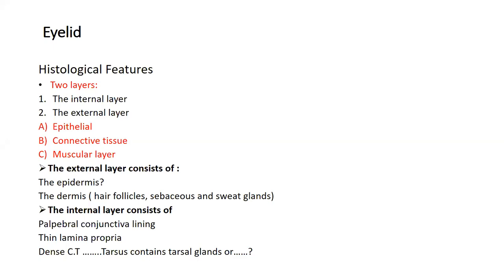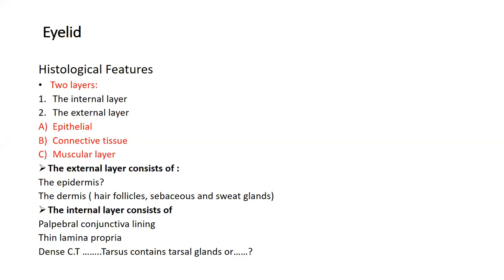So as you know, this layer is composed of skin. You can easily appreciate when you close your eye that this layer is made up of skin. And so which type of skin? This skin is thin skin. You know that there are two types of skin, thin skin and thick skin. So here there is thin skin, and as you know, skin is made up of two layers, epidermis and dermis.